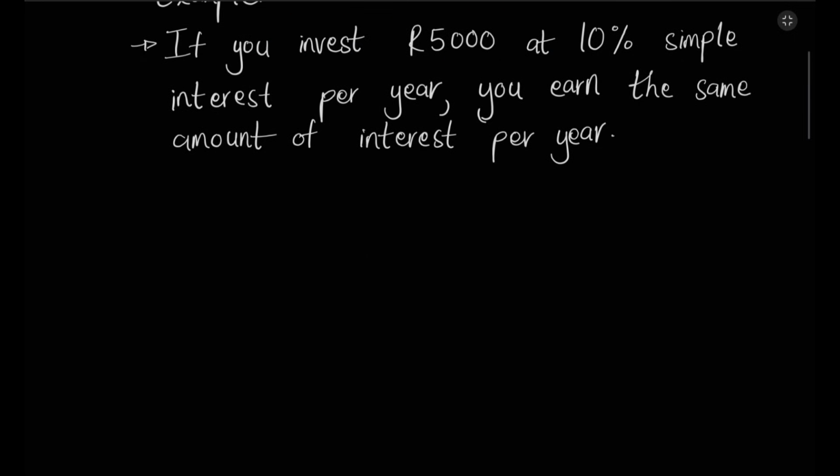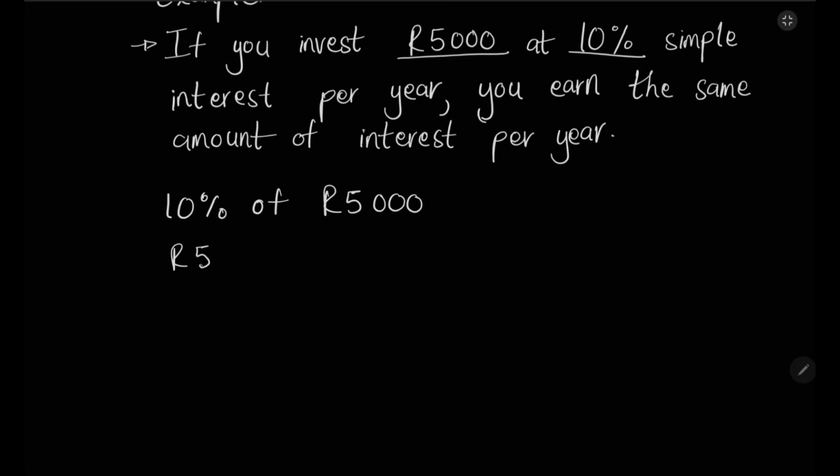Let's try to calculate this. 5,000 Rand at 10% simple interest per year. So if you invest 5,000 Rand at 10% simple interest per year, you have to take 10% of 5,000 Rand, which is basically 5,000 Rand times 10%. 5,000 Rand times 10% is 500. Okay. So how do we calculate this?